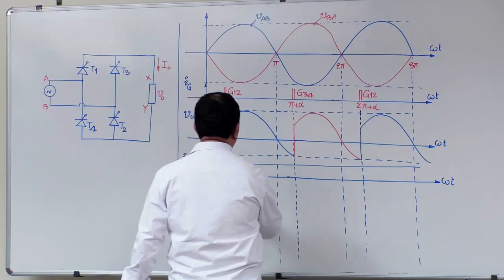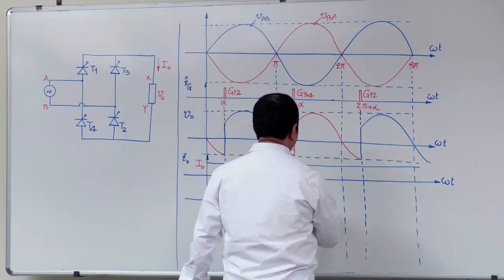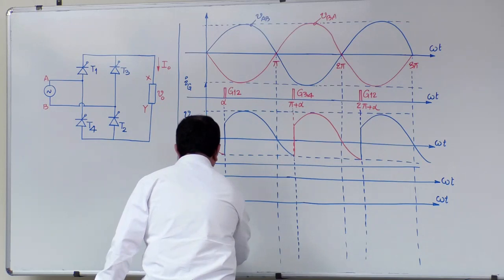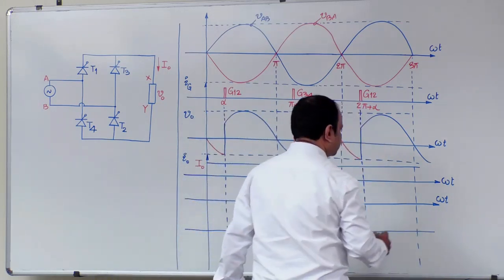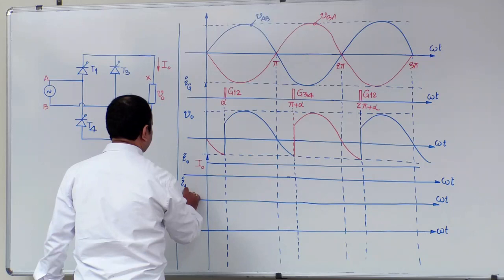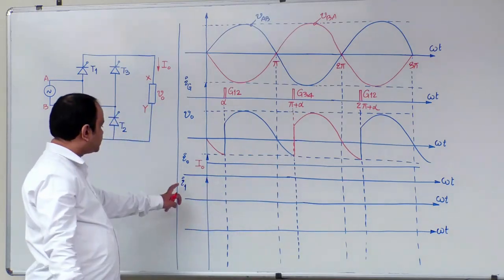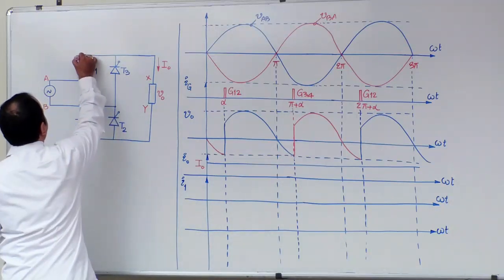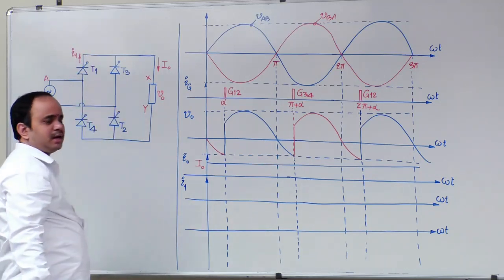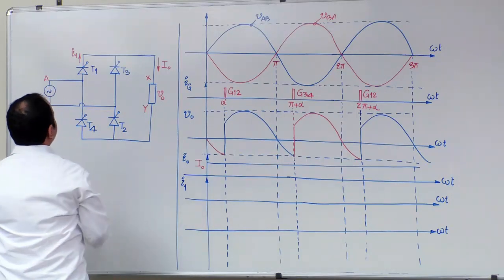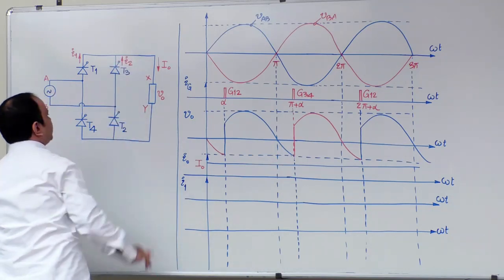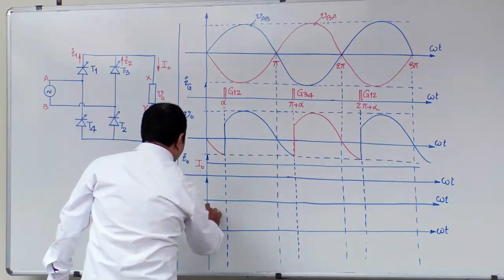Now let us draw two more waveforms. Earlier we have not discussed that. Anyhow, the concept was explained. Now I want to draw the current flowing through the T1, T2 pair. Let me call that I1. If you look into this circuit diagram, the current flowing through the T1, T2 pair I can denote with the symbol I1. The current flowing through the T3, T4 pair, let me represent with the symbol I2. I'm going to draw I2 here.